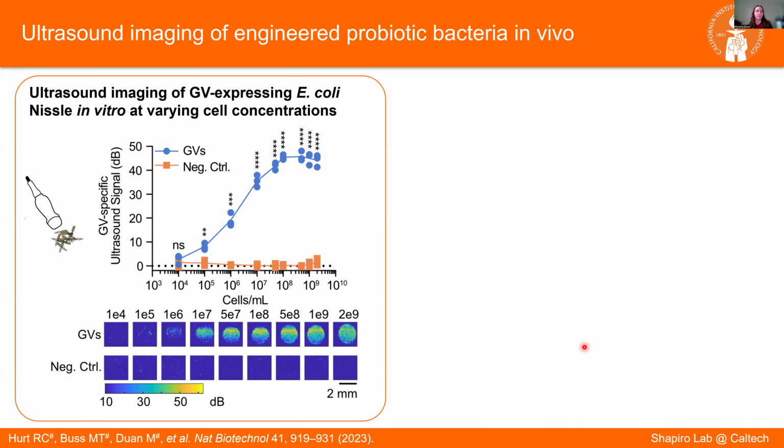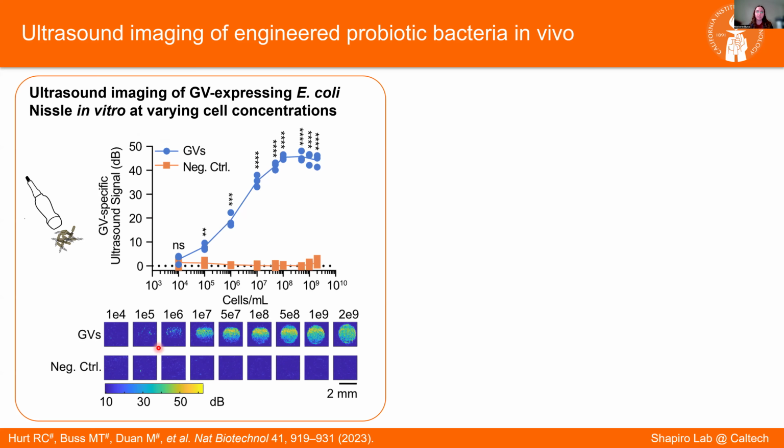What's plotted here is the gas vesicle specific ultrasound signal versus varying concentrations of these gas vesicle expressing Nissle cells, and also fluorescent protein expressing cells as a negative control. And at the bottom, you can see the cross sections of the agarose phantoms that we're actually imaging. And fortunately, with this gas vesicle specific imaging method, we can detect down to 10 to the 5th cells per mL under these ideal in vitro conditions.